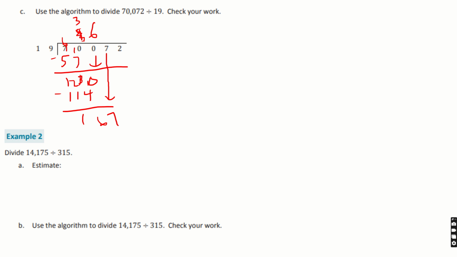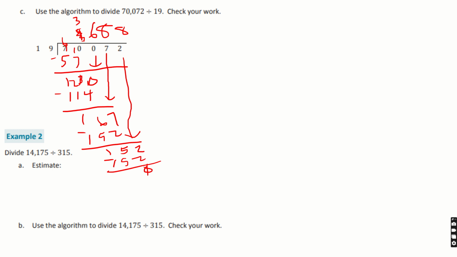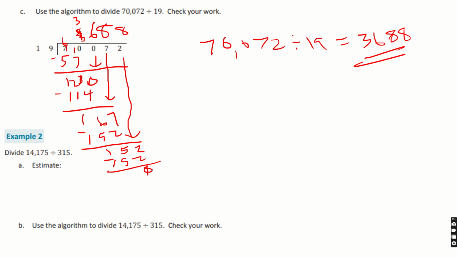So 8 brings us 152, and when we finish this up, we have a 2 here, and we look from before, it was an 8 that goes in 152 times, so it's another 8 exactly. 152, and you'll notice that this gives us a 0 remainder. So my answer is 70,072 divided by 19 is equal to 3,688, and no remainder, so that's the exact answer.